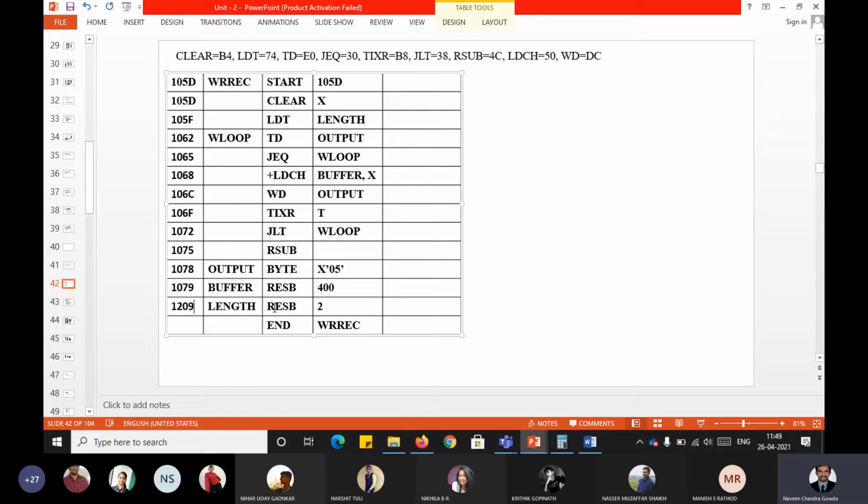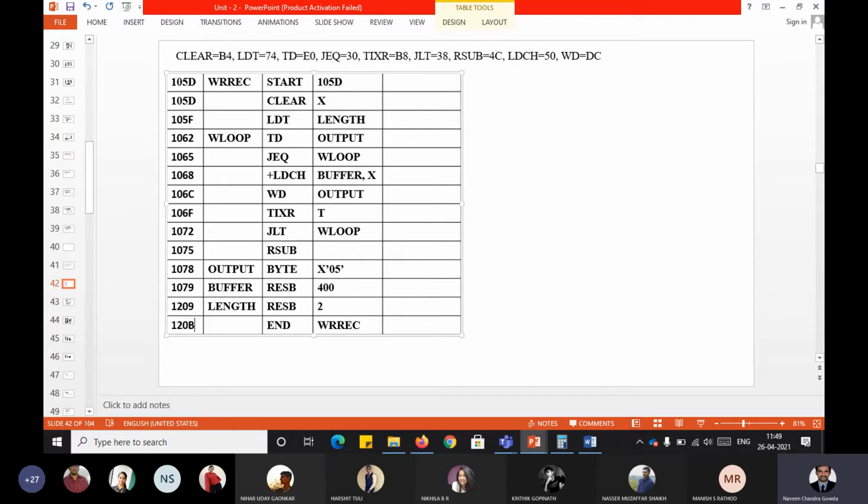Again plus. Here you can observe the length is reserved by 2. So how much space needs to be allocated? It is only 2 bytes. It is not RESW, it is only RESB. So you need to allocate only 2 bytes. So the next address would be 9 plus 2, which is B. So you get 120B.